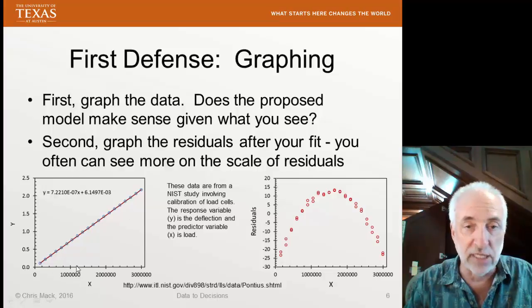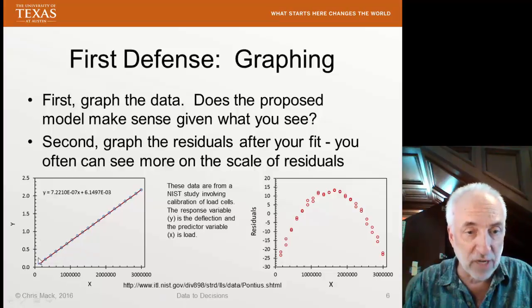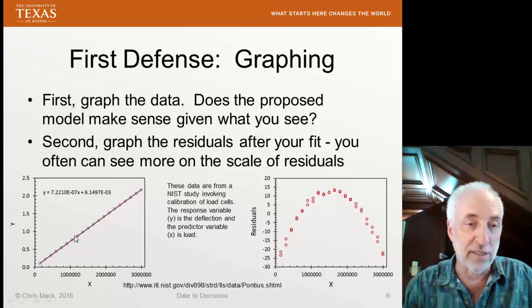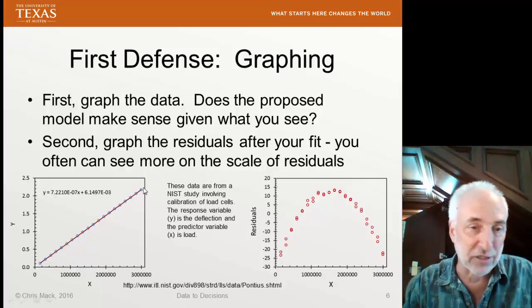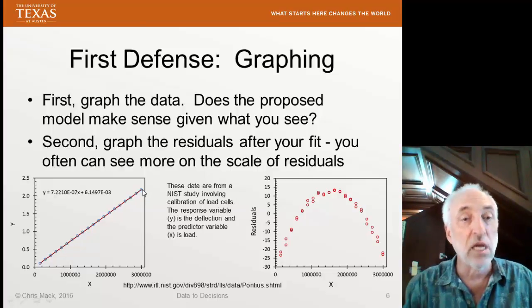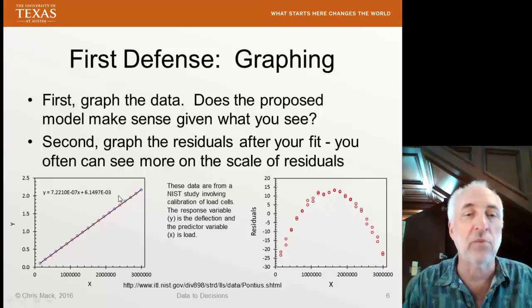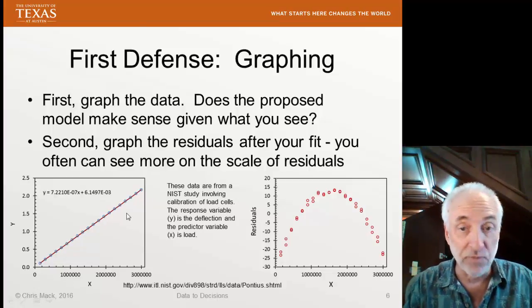So here's a graph of some data. This is from a NIST study website. And we've got the Y variable versus the X variable. And we fit it with a straight line model. And boy, that looks like a good fit to me. Right? The line goes right through the data points. Everything looks pretty nice. So if I were to just look at how the model matches the data, I might assume that we don't have any problem with equation error. We've got the right model.